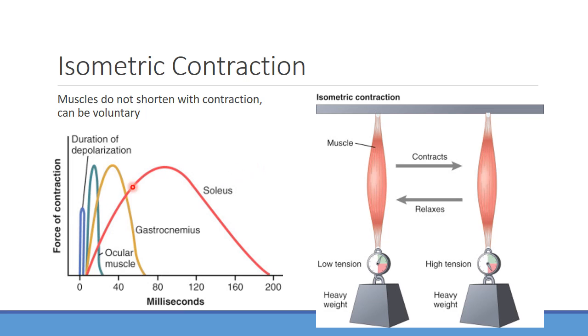If you look at the depolarization, you can notice here that even though the depolarization is pretty short, you can see very prolonged activity in some of these muscles, right? So again, good for things like anti-gravity muscles, which, when I say anti-gravity muscles, what do I mean?